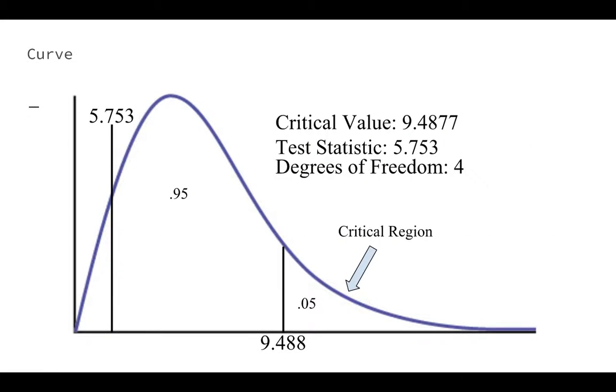We found our critical value by using the same method as the goodness of fit test. We calculated the degrees of freedom by multiplying the number of rows minus 1 by the number of columns minus 1. The critical value was 9.488.